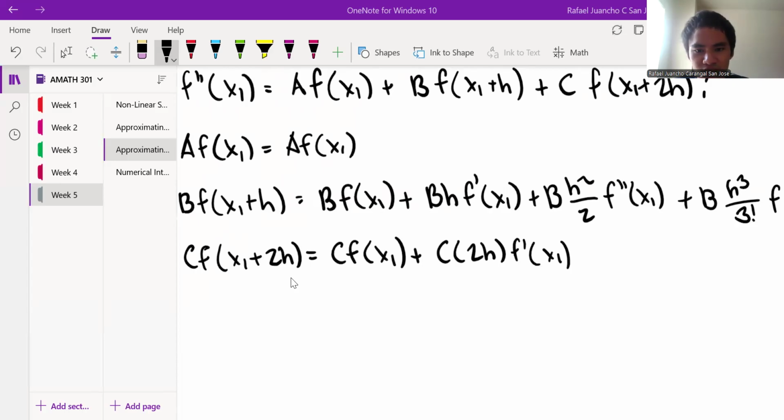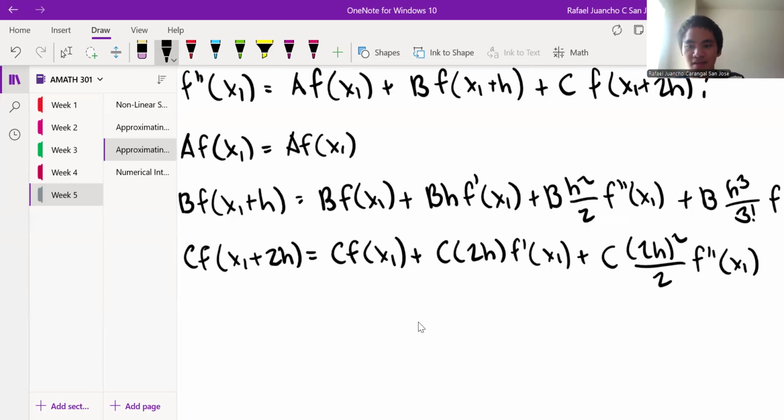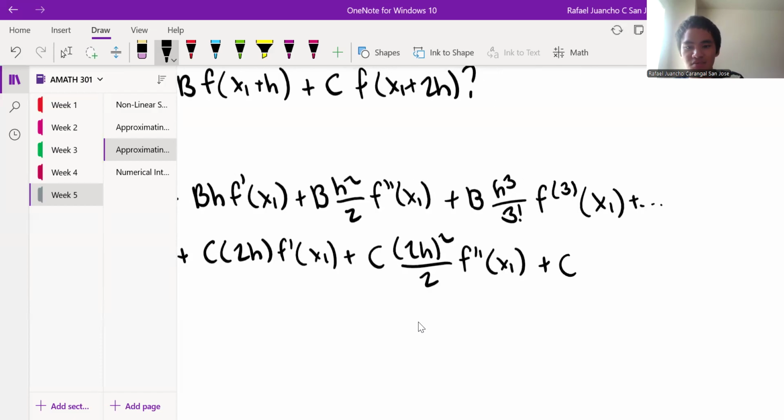So here, oh, that's interesting. I think, okay, so my teacher messed up. So this is supposed to be c of, I think this was 2h squared over 2. Then double. Then lastly, c, then this is 2h cubed over 3 factorial f3. And I go all the way infinitely, right?